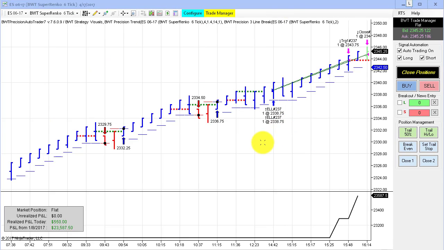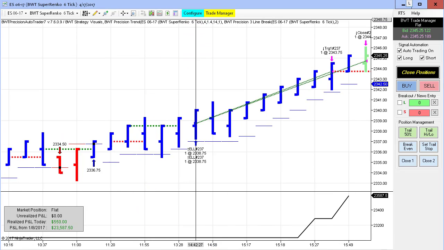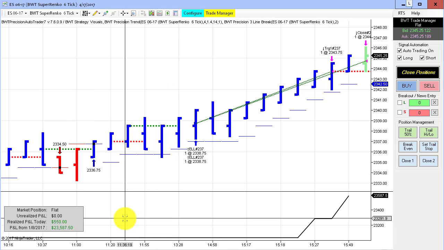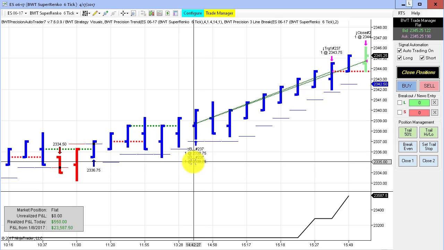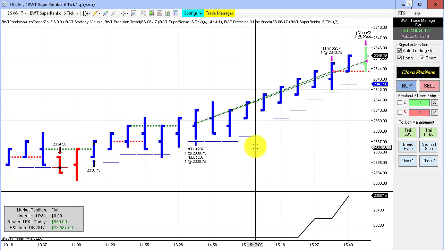Okay, next up is the E-mini S&P on a Super Renko 6-tick chart. This is the one that starts trading at 12:30. You see our start time here. So this has been a really solid and consistent performer. Again, using the line break algorithm here on a Renko chart.